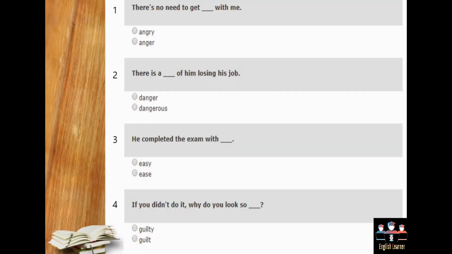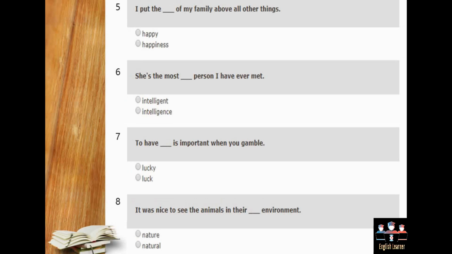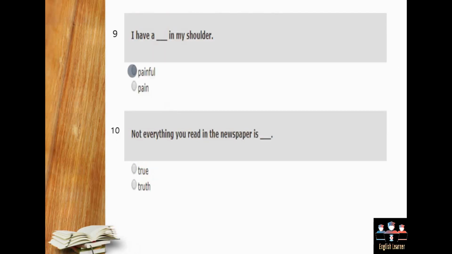Number 1 goes with option 1. Number 2 goes with option 1. Number 3 goes with option 2. Number 4 goes with option 1. Number 5 goes with option 2. Number 6 goes with option 1. Number 7 goes with option 2. Number 8 goes with option 2. Number 9 goes with option 1. Number 10 goes with option 1.